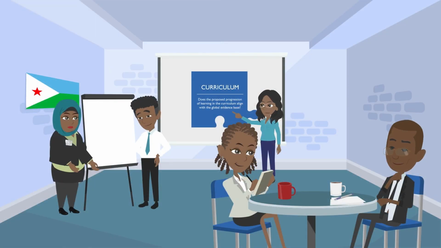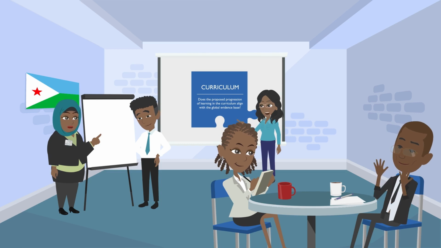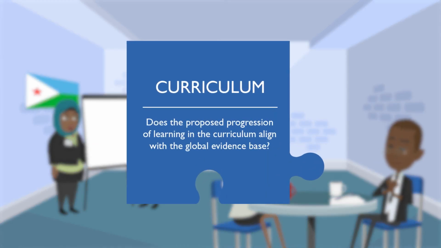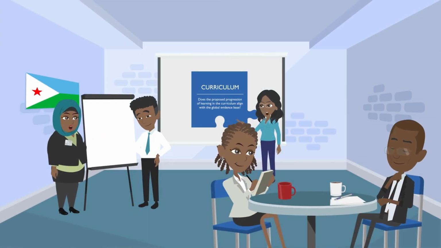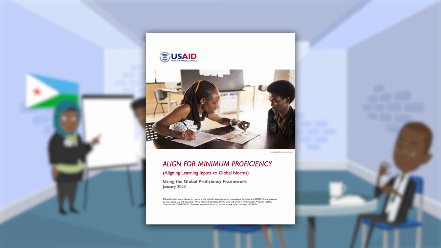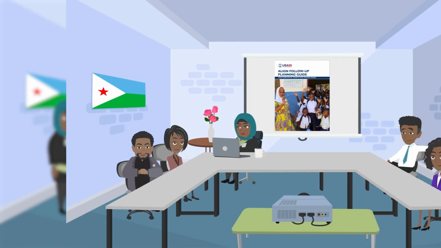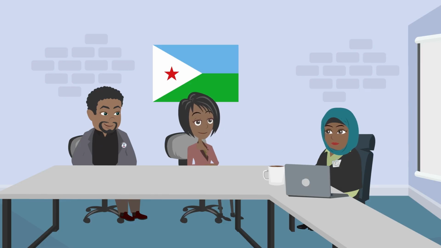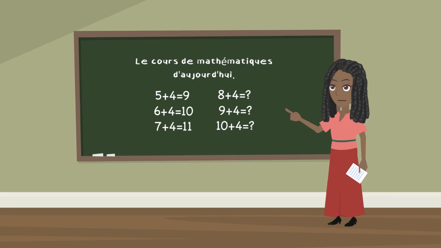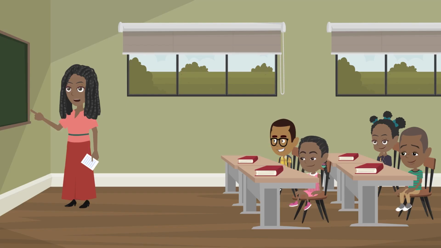An Align team collected data through workshops structured around the questions in USAID's Align guidance document for each component. The answers provided during these meetings helped identify next steps based on the Align guidance document. The results and next steps were presented to the essential decision makers in the final step of the process. Based on the results, Djibouti's Ministry of Education revised its curriculum, teaching and learning materials, teacher training, and assessments to better align with global standards.